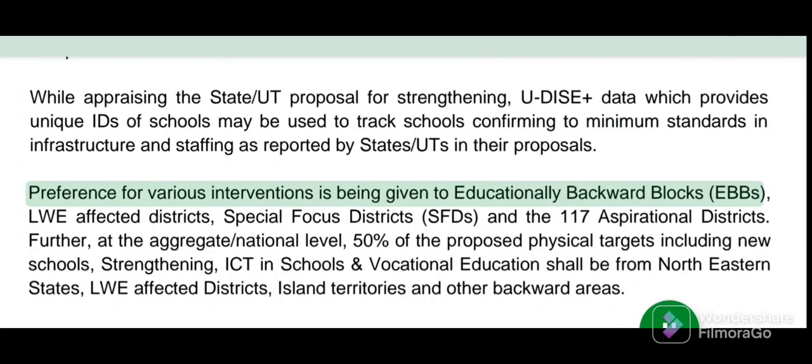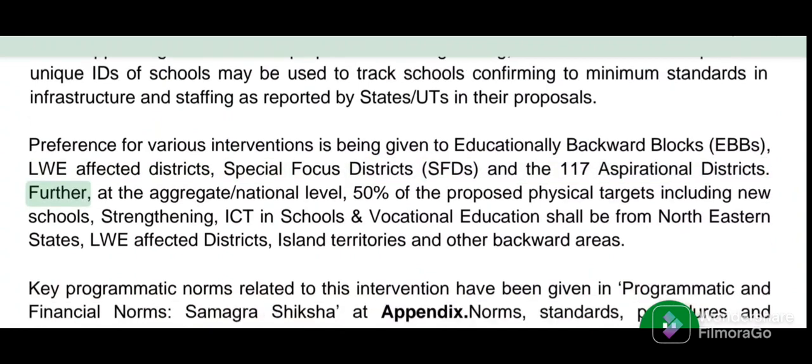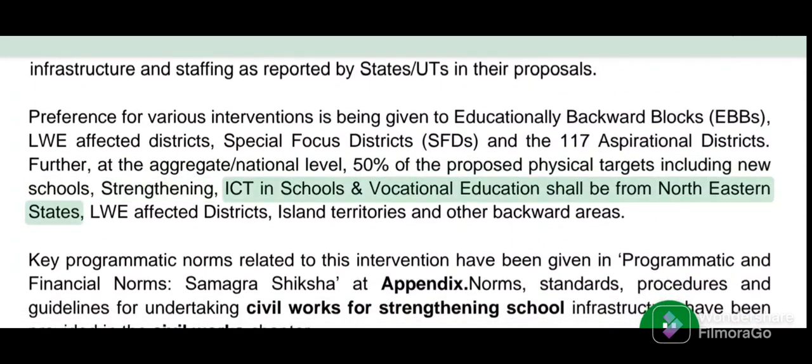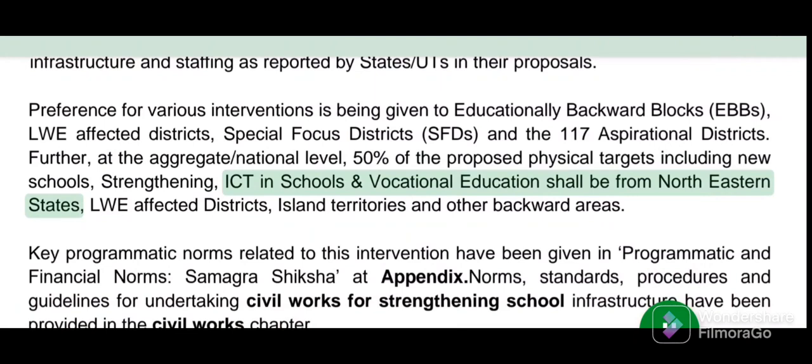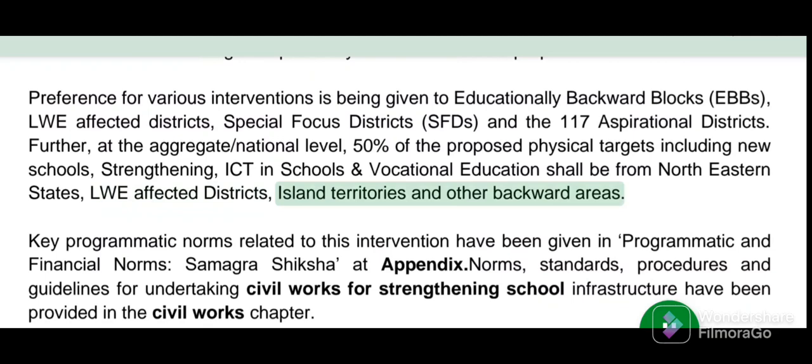Preference for various interventions is being given to educationally backward blocks (EBBs), LWE affected districts, special focus districts (SFDs) and the 117 aspirational districts. Further, at the aggregate national level, 50% of the proposed physical targets including new schools, strengthening, ICT in schools and vocational education shall be from northeastern states, LWE affected districts, island territories and other backward areas.